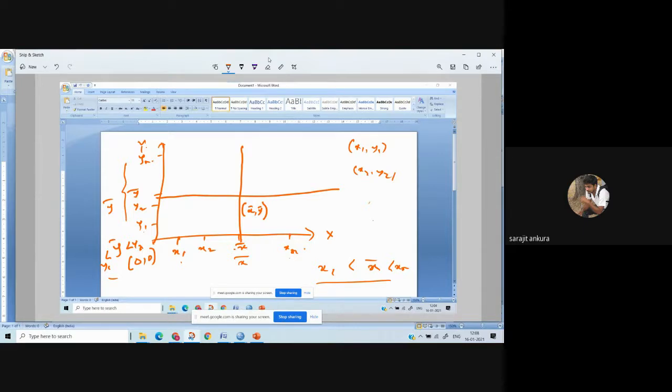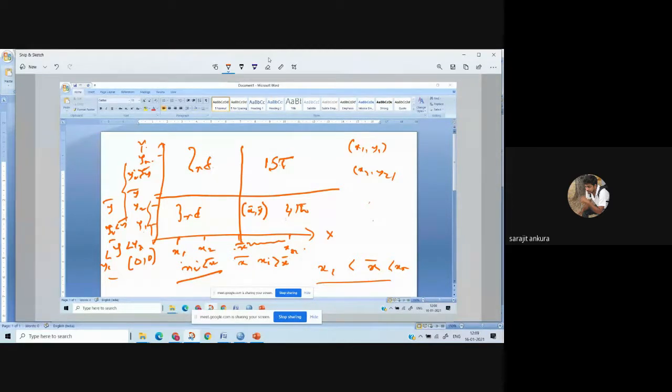Here the observation xi is greater than x bar, and here xi is less than x bar. Similarly, here the observation yi is less than y bar, and here yi is greater than y bar. So we get four portions. In class 9-10 coordinate geometry, this is called the four quadrants: the first quadrant, the second quadrant, the third quadrant, and the fourth quadrant.